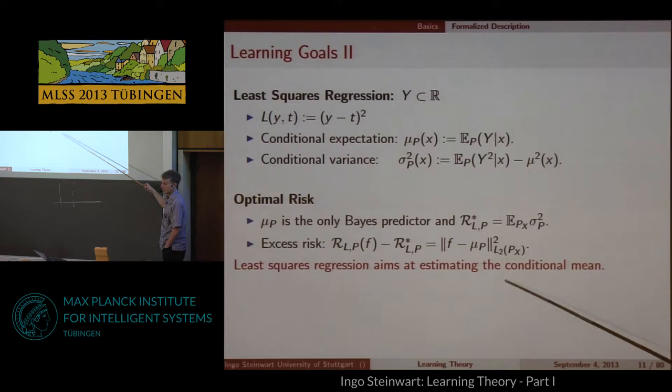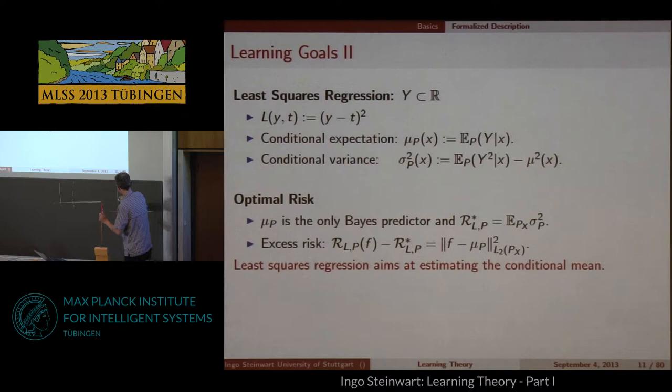Okay, so maybe a little picture here. So we have some function f, and we have some other function mu of p. The difference here is this.